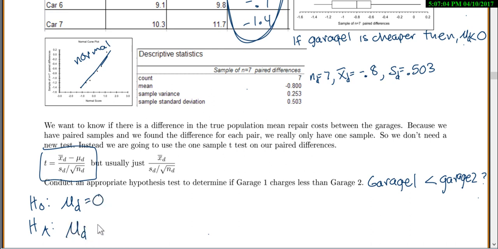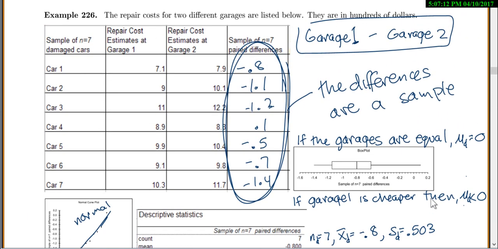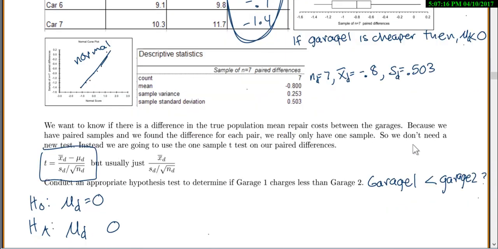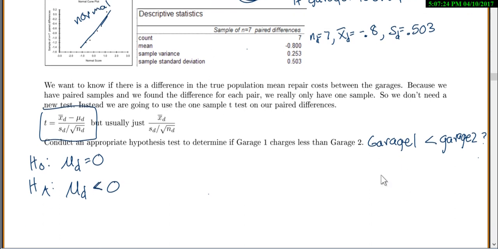The alternative, the hard part is you have to figure out which sign to use. But if you wrote garage 1 less than garage 2 and you kept your same order every single time, so if you did garage 1 minus garage 2, and you always put garage 1 first, then you can just use the same sign. And it'll be a less than, because you keep the same order.